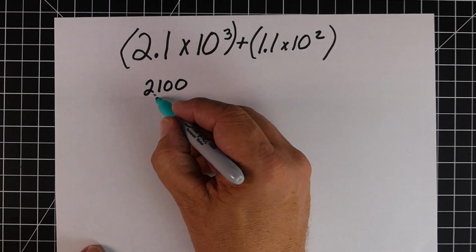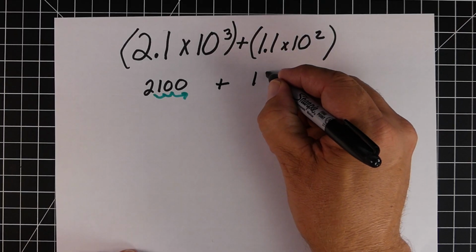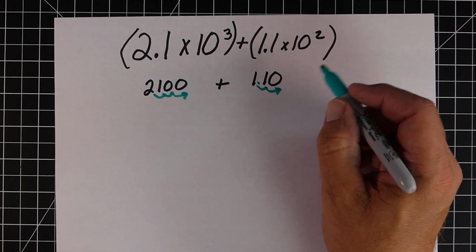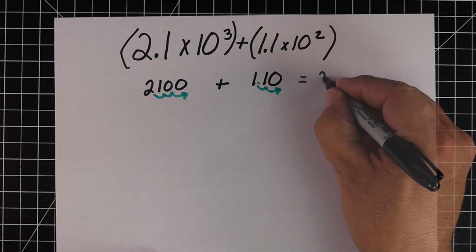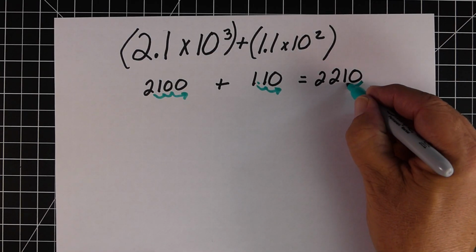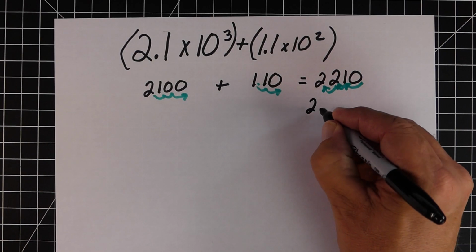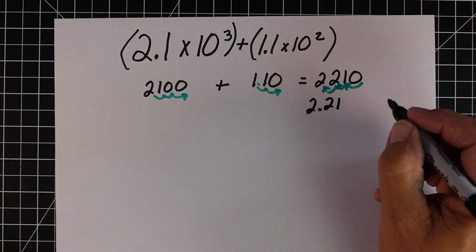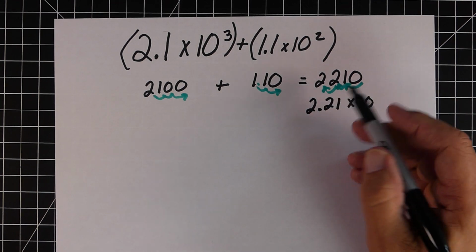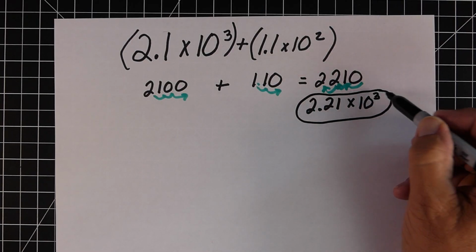We still could write them in standard form. So 2.1 times 10 to the third, we could write as 2,100, and 1.1 times 10 to the second, we could write as 110. What we want to do is add those two up. 2,100 plus 110 would equal 2,210. Then we just have to move our decimal 3 times to the left, and that would give us 2.21 times 10. Because we moved it 3 to the left, that would give us an exponent of positive 3. So that would be written in scientific notation.